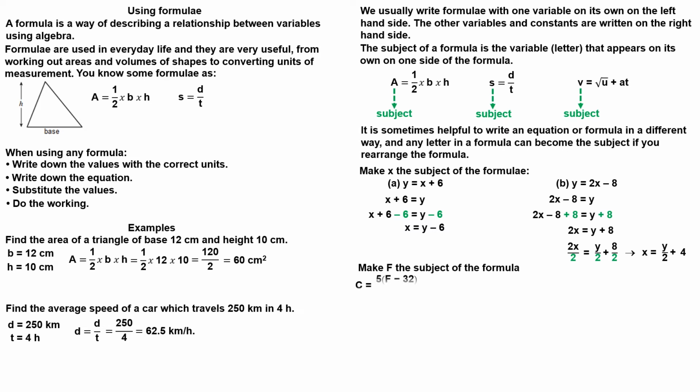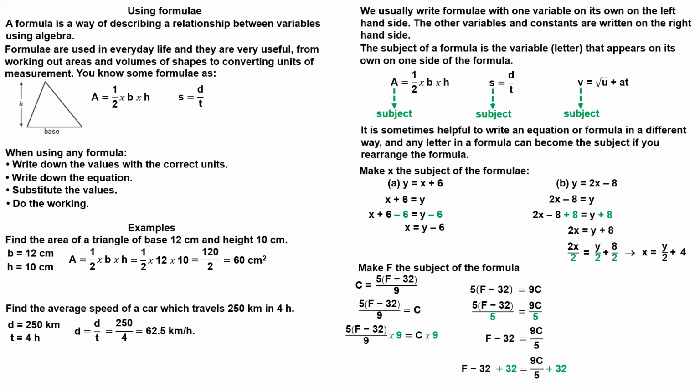Make F the subject of the formula. Let's start by reversing the formula. Multiply both sides by 9. Divide both sides by 5. Add 32 to both sides. The letter F is now the subject of the formula.